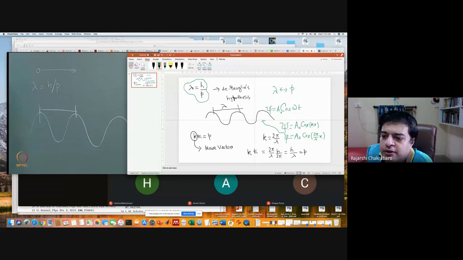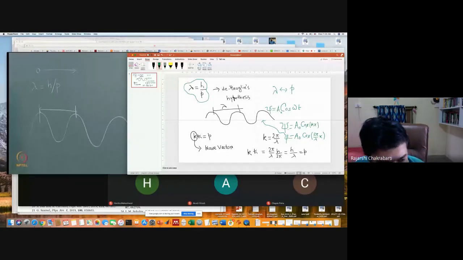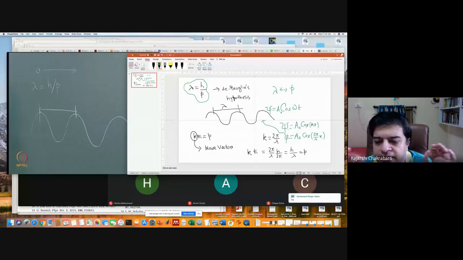So basically, if I give you the value of lambda and you know how to relate this lambda with momentum by de Broglie hypothesis, I know the momentum of that wave. The whole point is, with a fixed lambda, I have a fixed momentum. I give you a wave with fixed wavelength, say 100 nanometer or something like that, then the momentum of that wave is fixed. Is this clear?